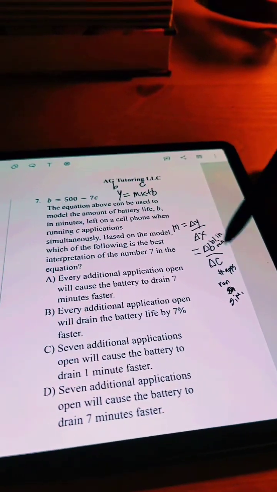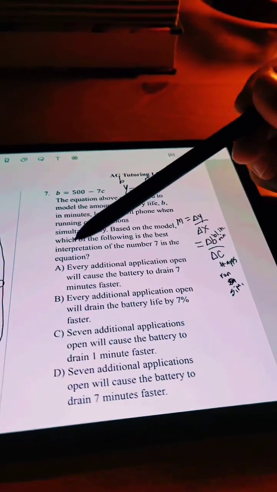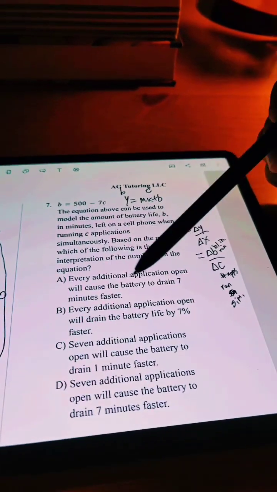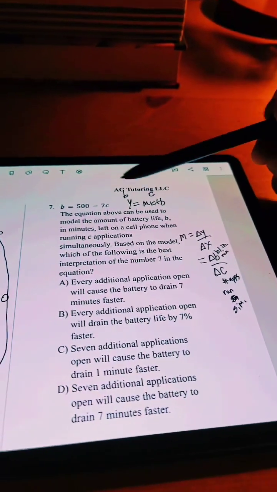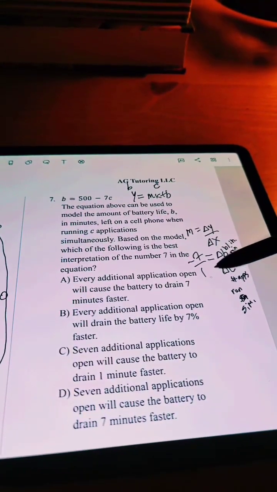Okay, so knowing that will help us a lot with interpreting what that number 7 means. So let's go through it. A says every additional application open will cause the battery to drain 7 minutes faster. So if our slope is negative 7, which is the same thing as negative 7 over 1, does that match?